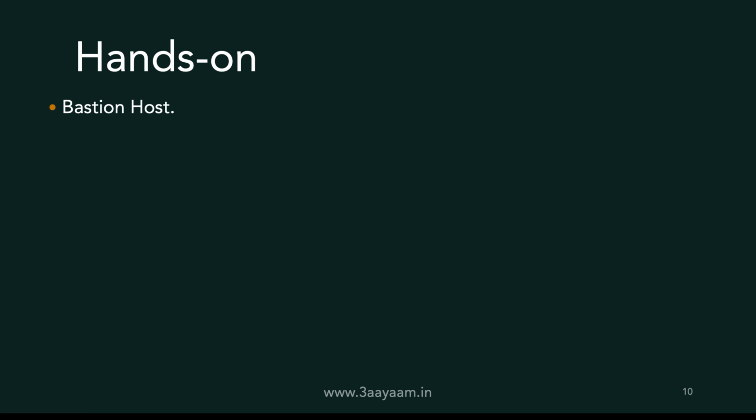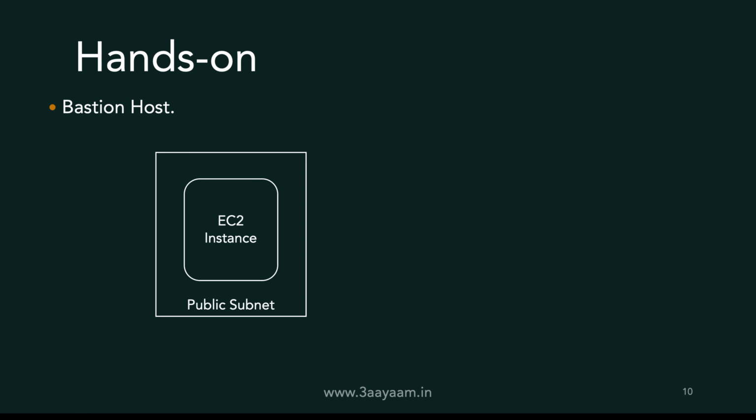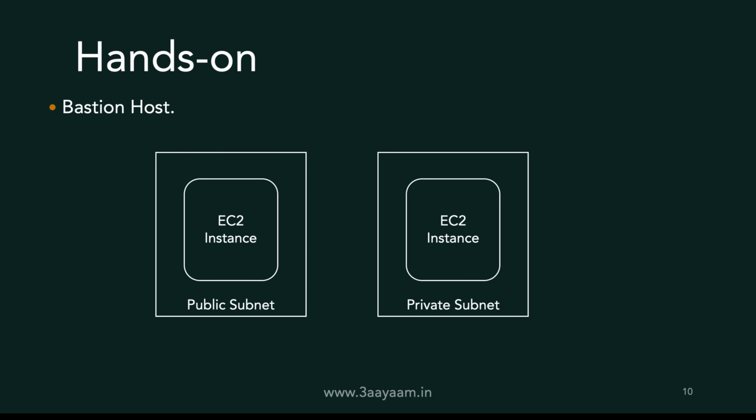So basically what we do is that we use the EC2 instance in the public subnet to SSH into the EC2 instance in the private subnet. And it looks something like this. We have this EC2 instance in the public subnet and we have an EC2 instance in the private subnet. What we do is that we first SSH into the EC2 instance in the public subnet, and from that EC2 instance we SSH into the EC2 instance in the private subnet. And this EC2 instance in the public subnet is called a Bastion host. So this is how we log in or SSH into any of the EC2 instances that we have in the private subnet.